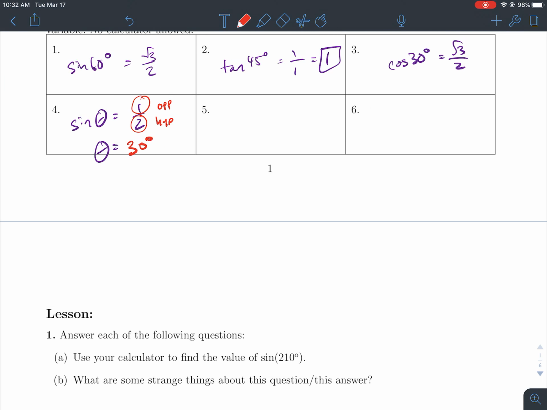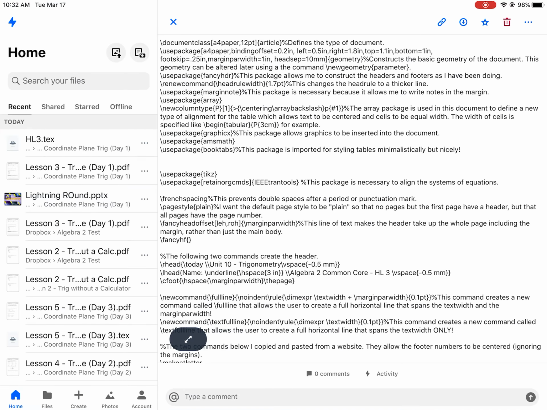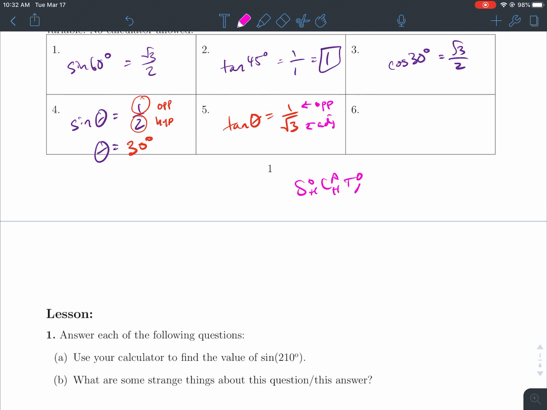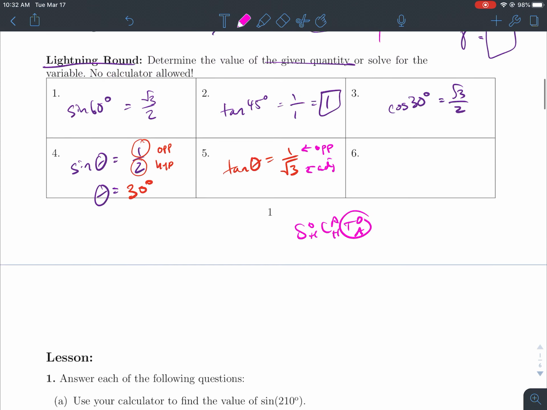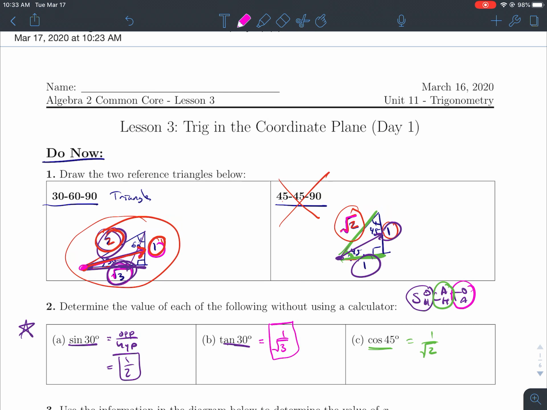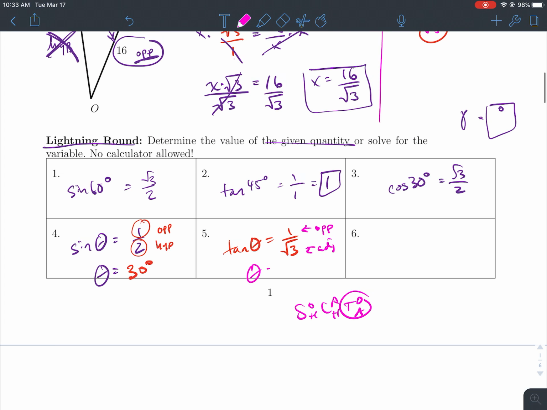For problem 5, we had tangent of theta equals 1/√3. So we're looking for 1 and √3 as the opposite over adjacent, because in SOHCAHTOA, tangent is always opposite over adjacent. So 1/√3, that's going to be 30 degrees again, opposite over adjacent, 1/√3. So theta here is also 30 degrees.